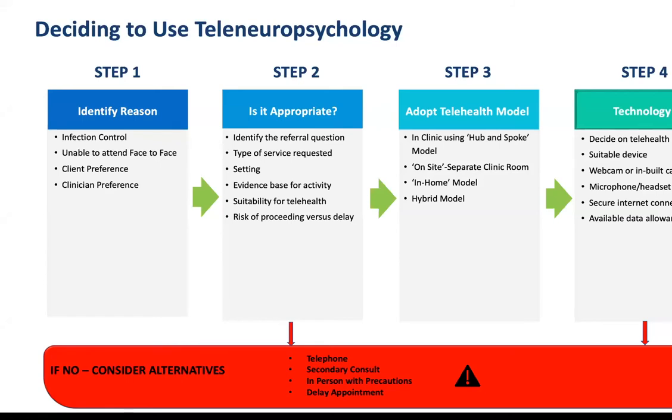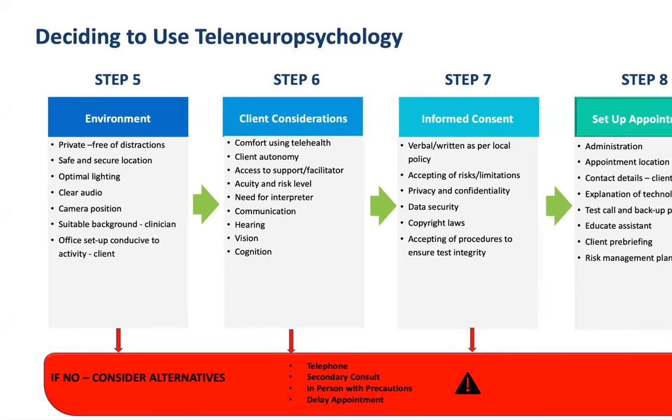The first thing we really need to go through is, these are the steps I'll be talking about today. First is identifying the reason for doing teleneuropsychology. And then I'm going to go through, is it appropriate, which model are you adopting? And obviously for most of you at the moment, it would be an in-home model considering the situation with COVID. And then I'm going to go through technology. Looking at the environmental setup, thinking about special considerations, is the client suitable to have a teleneuropsychology assessment? And also, is the clinician suitable to provide that assessment? Then we'll talk a tiny bit about informed consent, how to set up the appointment.